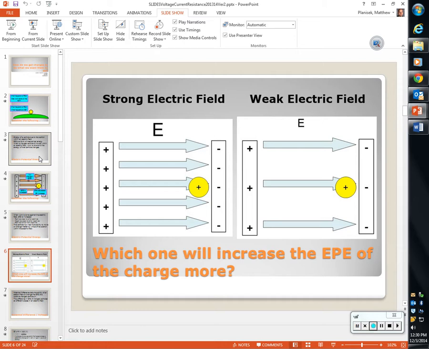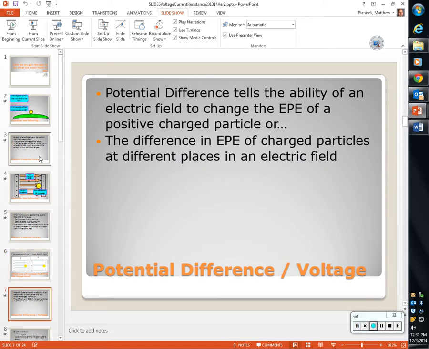And we said that if we moved either of these charges within their respective fields, the one on the left would gain more potential energy because it's a stronger field. And we talked about the similarities between dropping an object here on Earth versus dropping an object on the moon, and the amount of damage it can do because of the gravitational field. Same idea. And I believe that led us to voltage. This is where we left off yesterday.